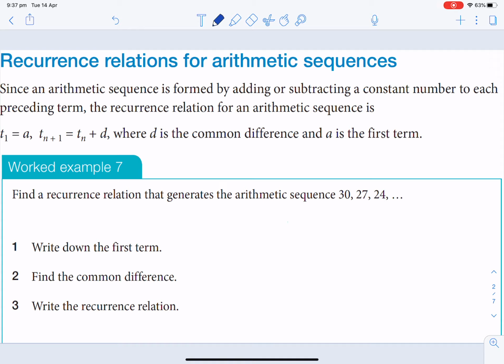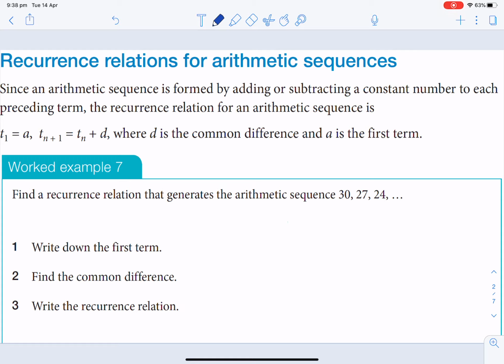So far we have learnt about geometric and arithmetic sequences. Remembering with arithmetic, we need our initial term, A, and we need our common difference, D. After that, you can find any number in a sequence. So, recurrence relations for arithmetic sequences. Since an arithmetic sequence is formed by adding or subtracting a constant number to each preceding term, the recurrence relation for an arithmetic sequence is T of 1 equals A, and T of n plus 1 equals T of n plus D, where D is the common difference and A is the first term. We also know our common difference and how to find it.